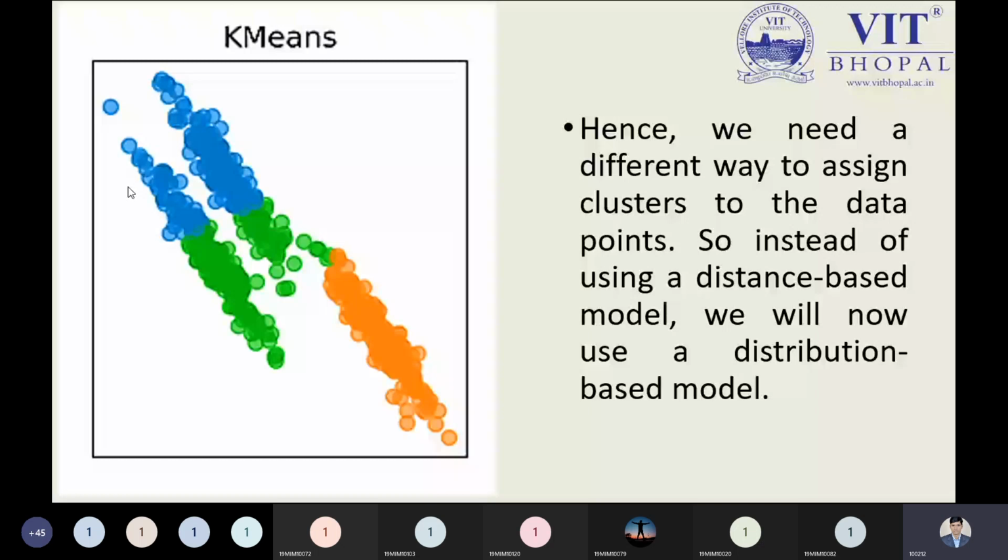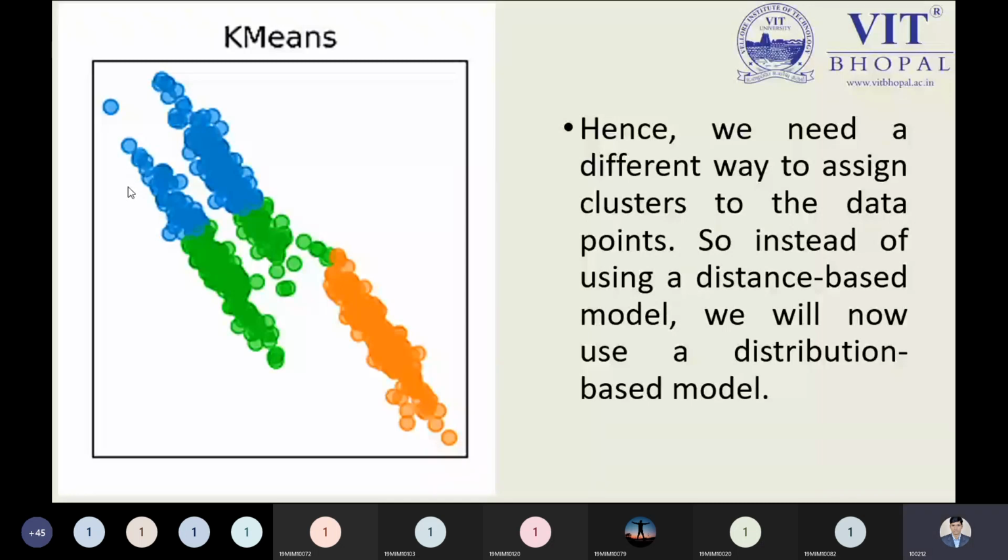Now let me know whether this image is visible to all or not. Is the screen visible? Yes. The data is plotted in three different colors: green, blue, and orange.